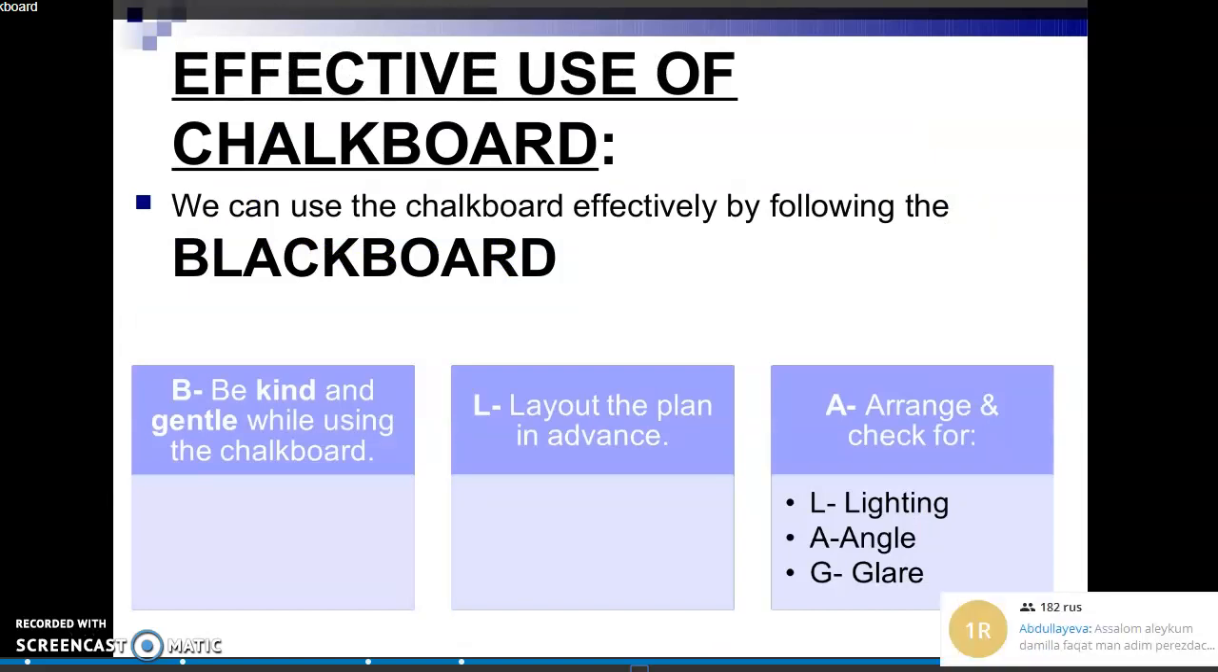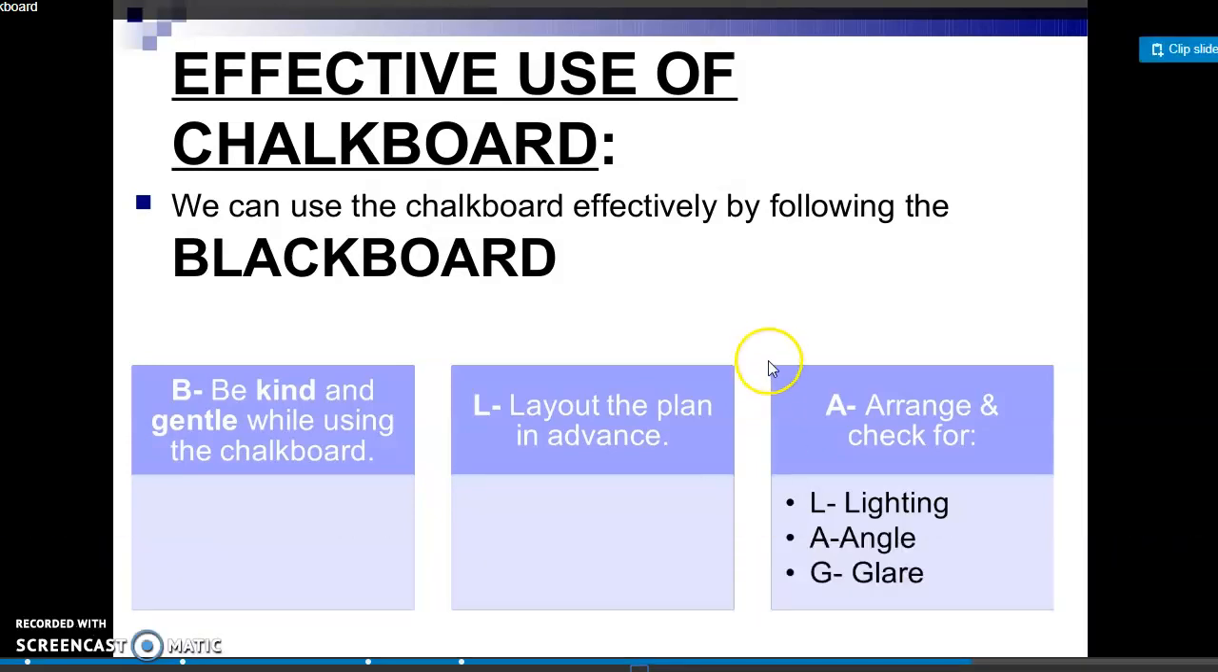So here, we can use the chalkboard effectively by following these points. This means that be kind and gentle while using the chalkboard. And before using the chalkboard, try to lay out the plan in advance. Arrange and check for lighting, angle, and glare.